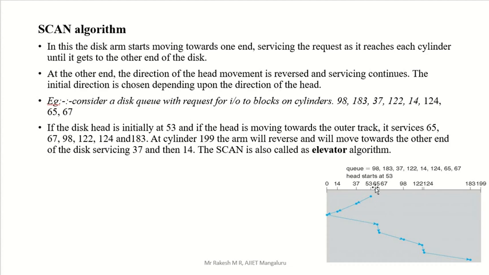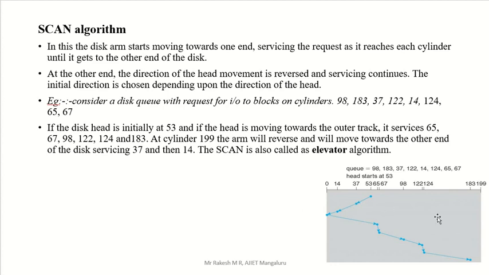So initially you are at 53, and if the head is moving towards the outer track, that is the increasing order, then it services 65. Which is the next one after 53? That is 65. It goes to 65, serve that. Then again you are moving, what is the next block asked? 67, go to 67, serve that. Then again you are moving towards the dead end. The next block is 98, go to 98, serve that. After 98, another block came, 122, go to 122, serve that.